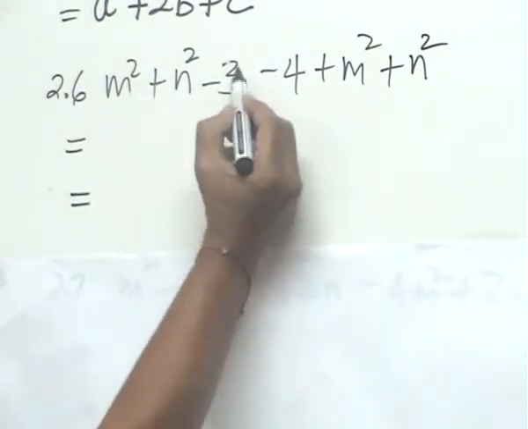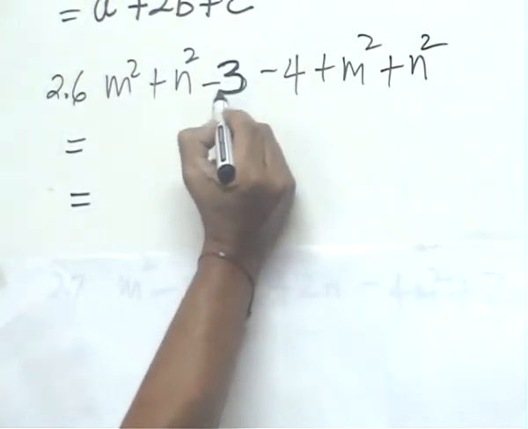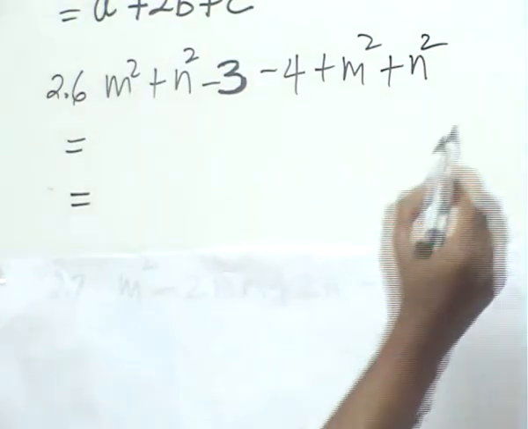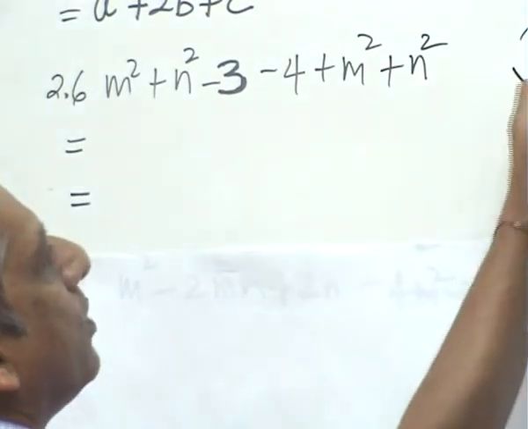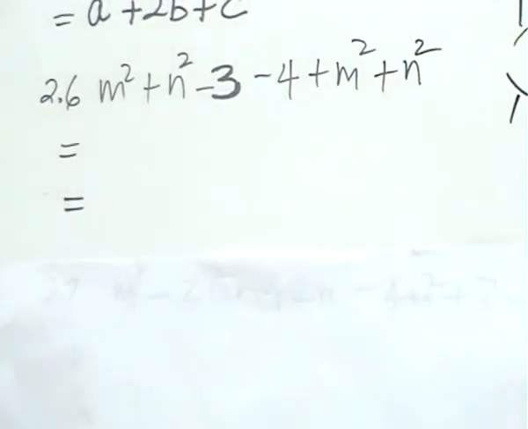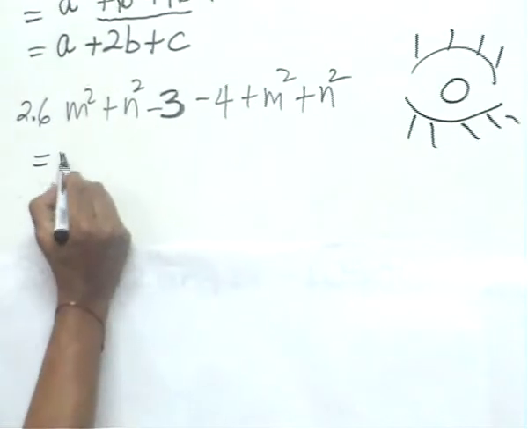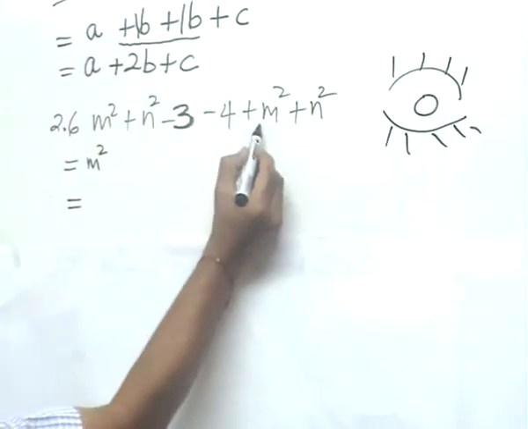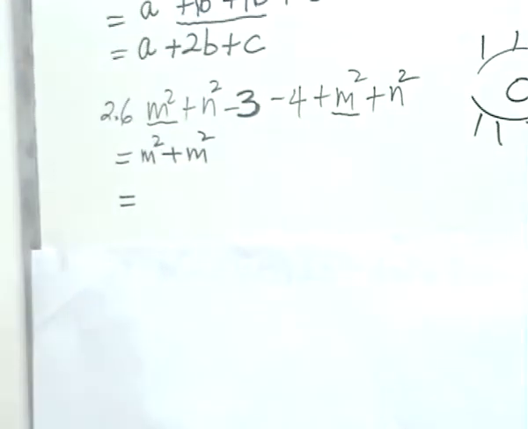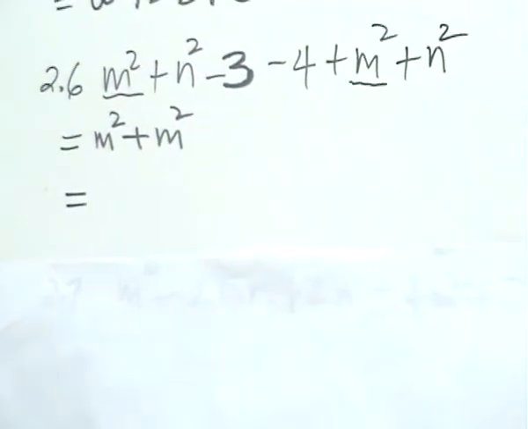Number 2.6. So we read the question. M squared plus n squared minus 3 minus 4 plus m squared plus n squared, and we have a good look. In maths, you must make good use of your eyes. So when you look here, you can see you have m squared and another m squared. So the m squareds will be written next to one another.